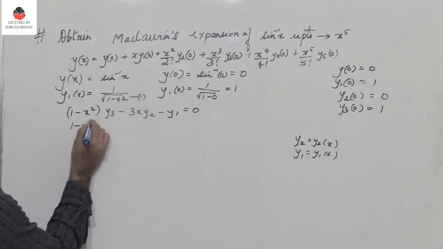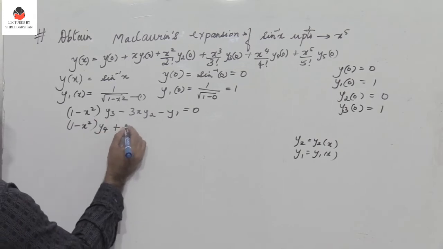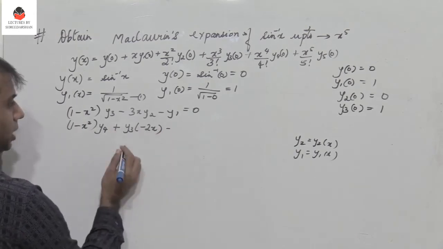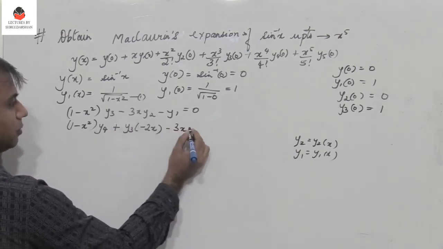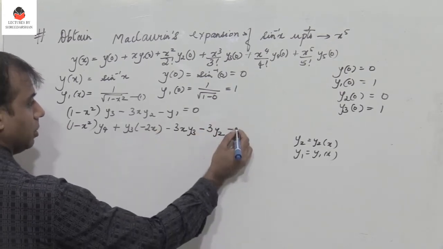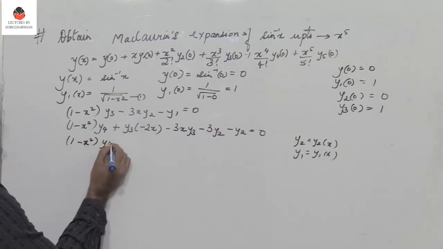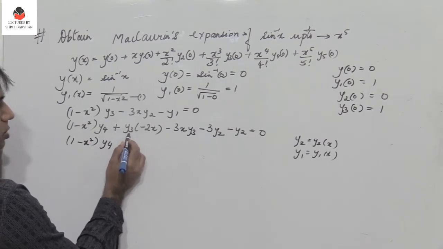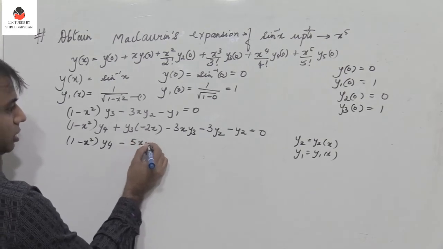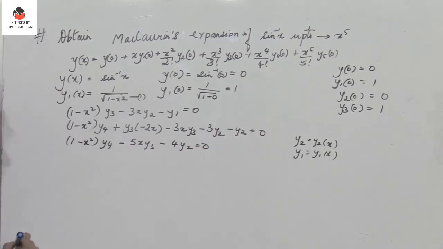So first function, that is (1 minus x square) into differential of y3 is y4, plus y3 into minus 2x, differential of this. Minus 3x into differential of y2 is y3, minus 3 y2 into differential of x is 1. So we have (1 minus x square) y4, minus 2x y3 minus 3x y3, so it becomes minus 5x y3, minus 4 y2 equals 0. Minus 3 minus 1 gives minus 4.